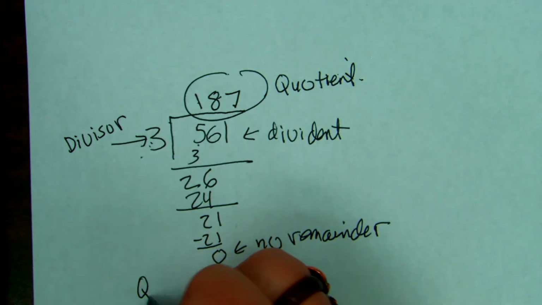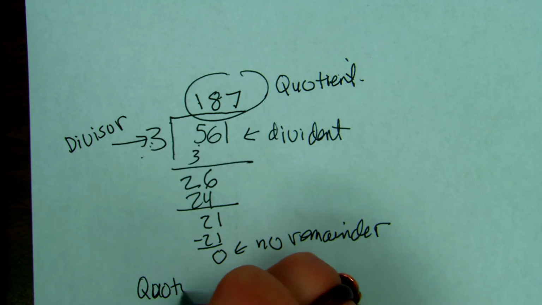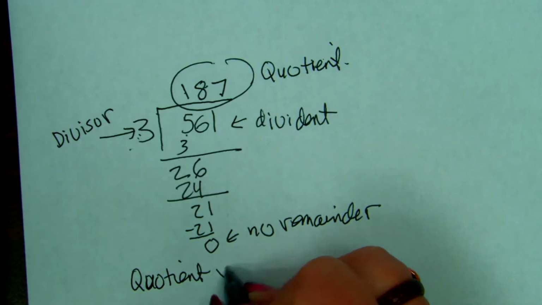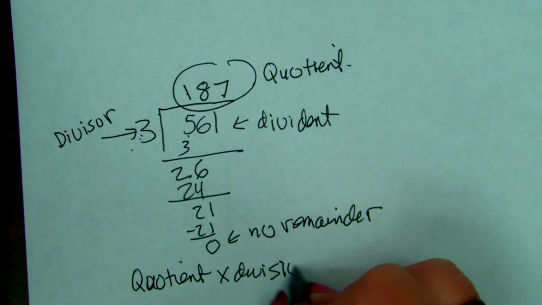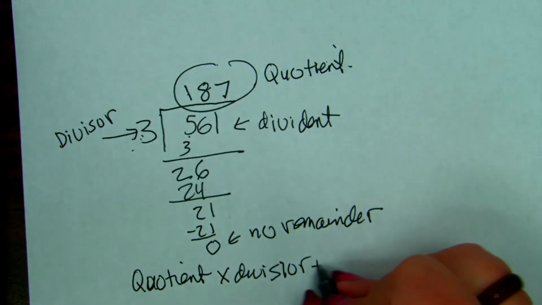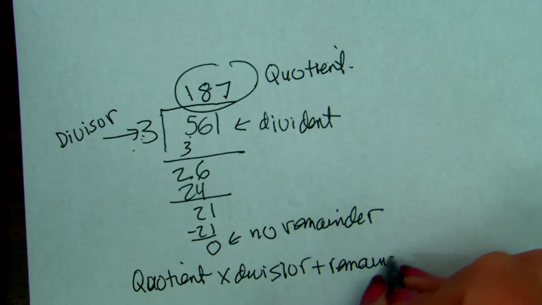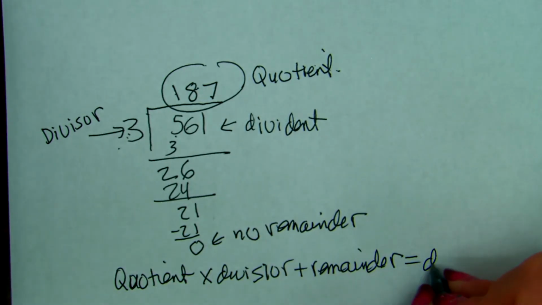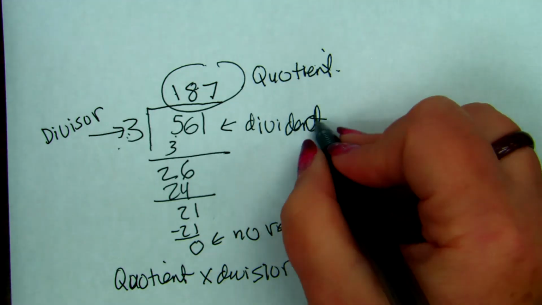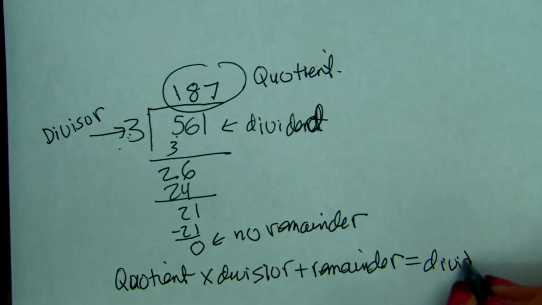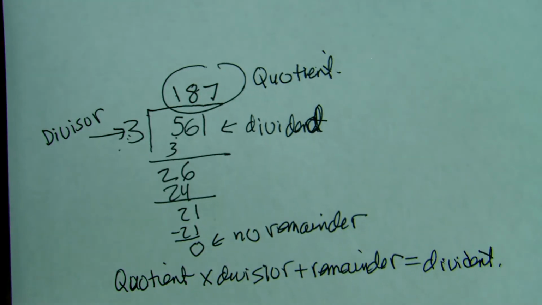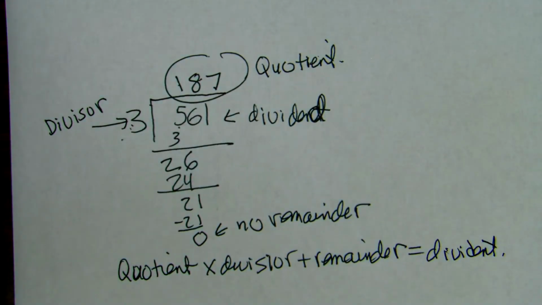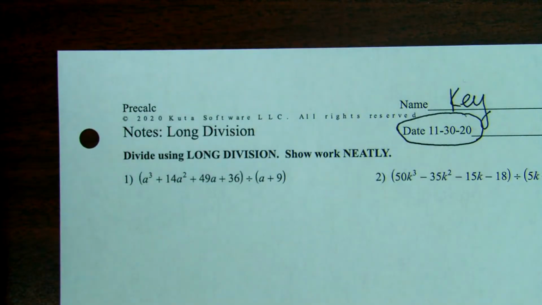And the quotient times the divisor, if you multiply these together, plus the remainder, in this case it's 0, equals the dividend, and that's a D, not a T. Dividend. So that's how long division goes. But we're just using normal numbers. So we're going to do it with polynomials.